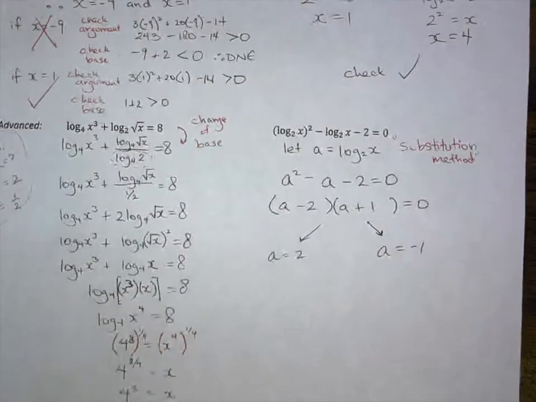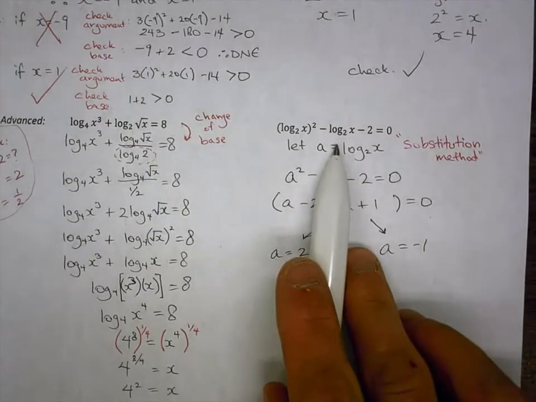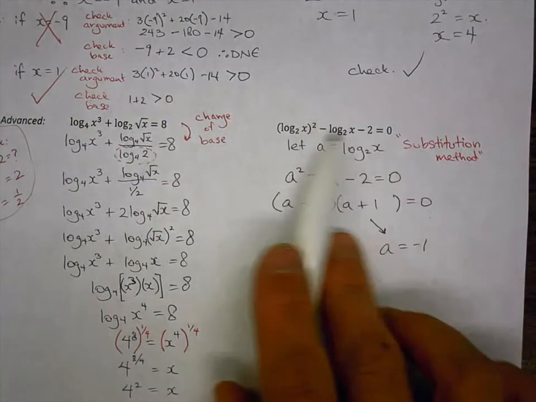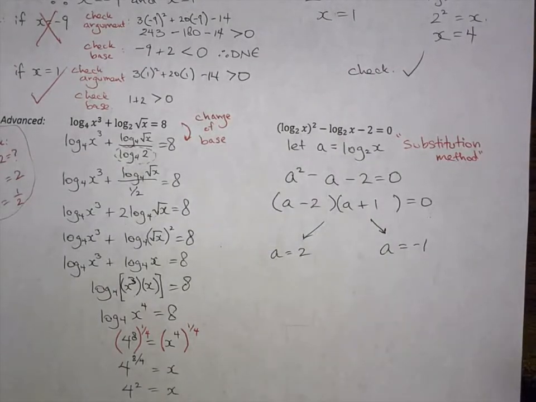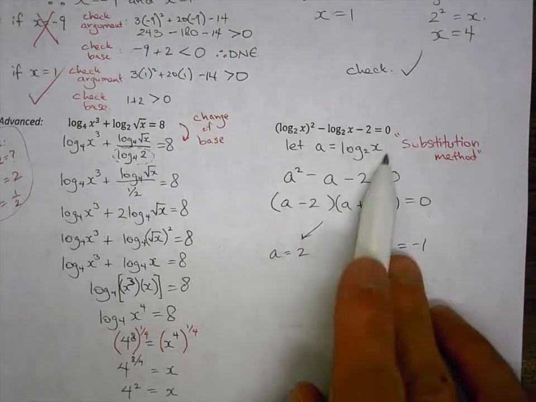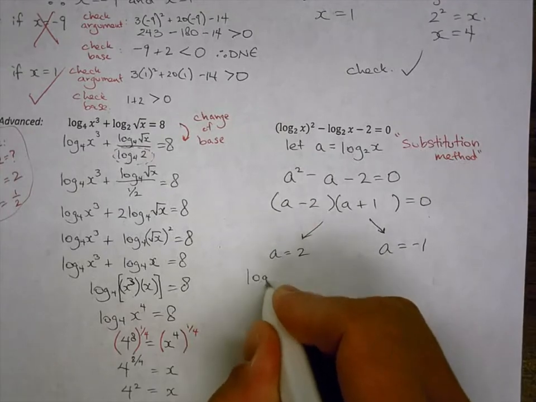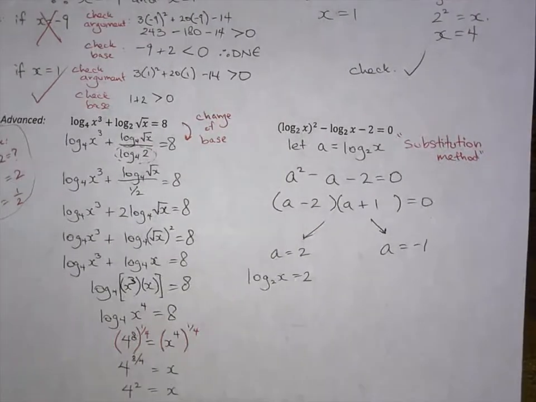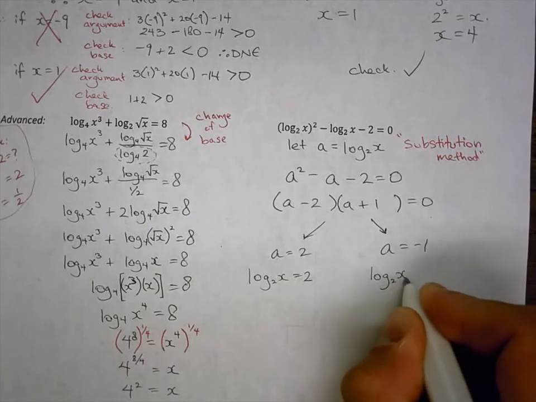Here's the only issue. I haven't solved my question. My original question was, what is x, right? This equation is saying, what is x? And I know what a is. Well, the question wasn't asking for a. What is a? Oh yeah, I just called a this variable. So what I can do now is sub that back in. So that a is log x base 2 is equal to 2. And over here, log x base 2 is equal to negative 1.